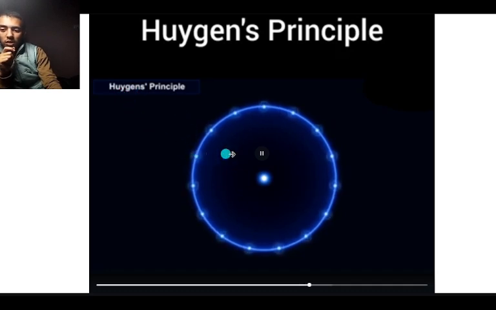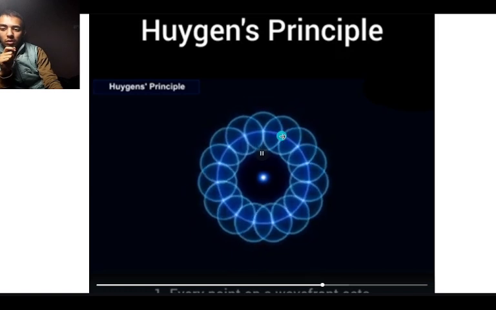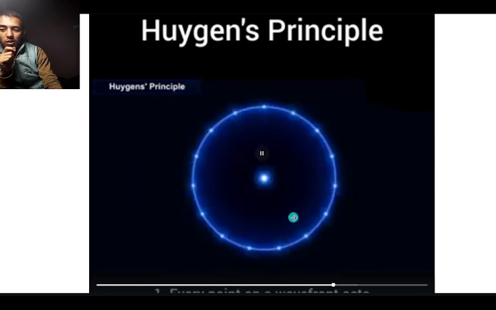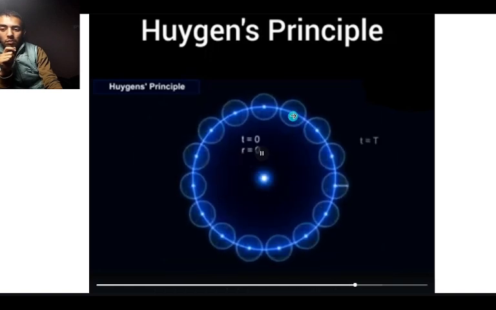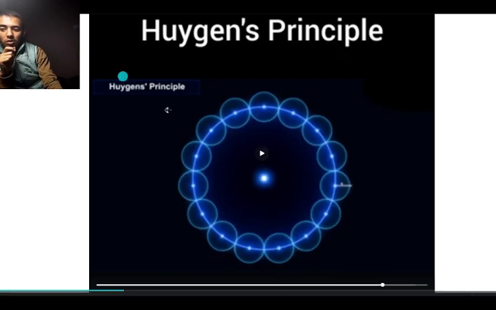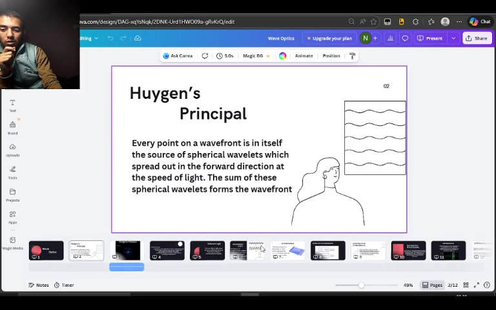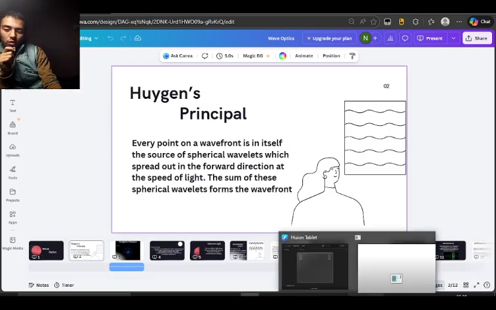Huygens principle states that these are individual points and they create the wavelets. So individual points create the wavelets, and these are secondary wavelets. When these wavelets are produced, if we join their tangent, then it will create a secondary wavefront. So now you have understood about Huygens principle. We will move forward.